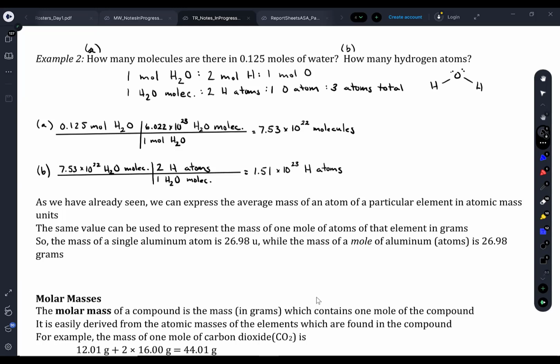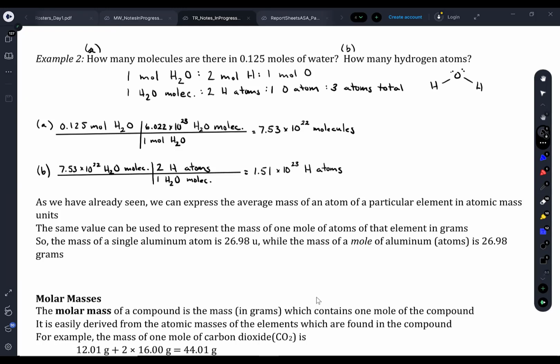Now, the whole way that the mole was defined, and the atomic mass unit was defined, was to make this as convenient as possible. So yes, it's true that one aluminum atom has a mass of 26.98 atomic mass units, but 1 mole of aluminum has a mass of 26.98 grams. An atomic mass unit is essentially just 1 divided by Avogadro's number, if we wanted to convert it to grams. That's how it was designed.